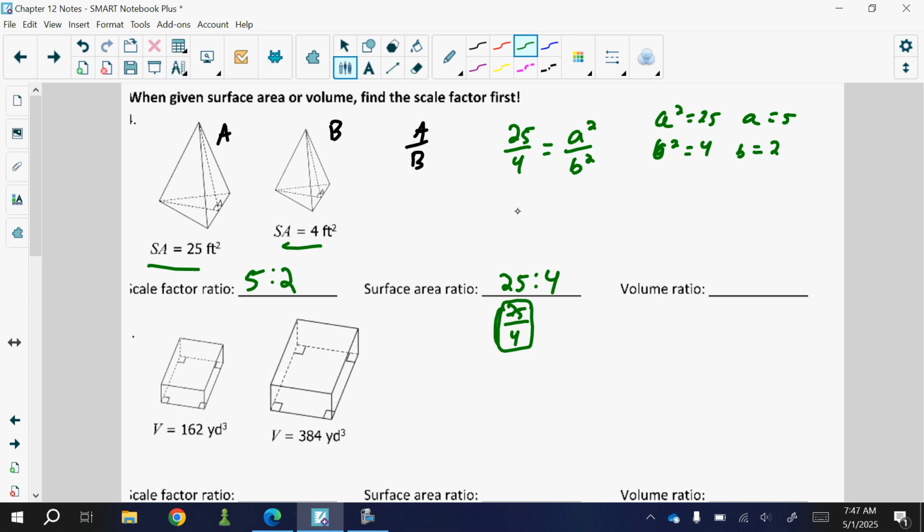And for volume ratio, we always need to find this one first if we don't have it, because all of our other ratios are in terms of A and B. So we need to get A and B first. And then for volume, it's just A cubed over B cubed. So 5 cubed over 2 cubed. 5 cubed is 125, 2 cubed is 8. So we got 125 to 8.